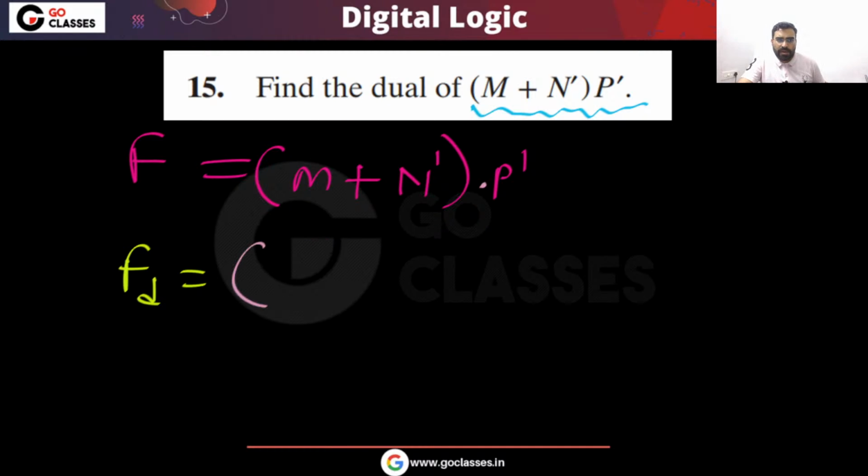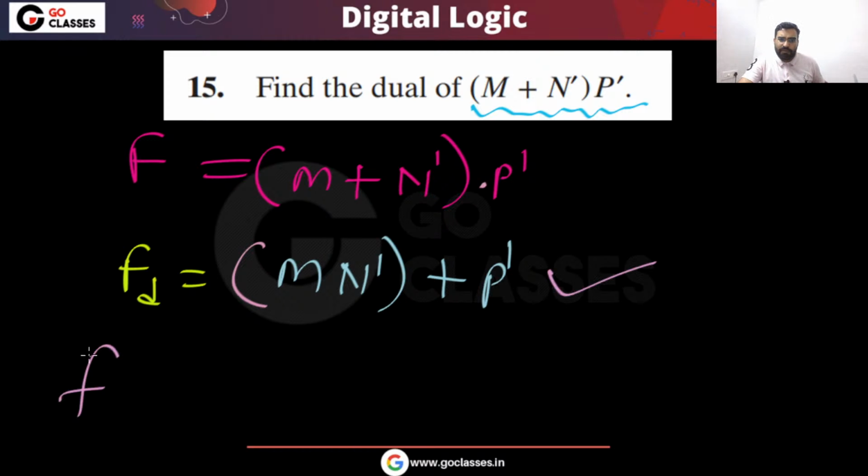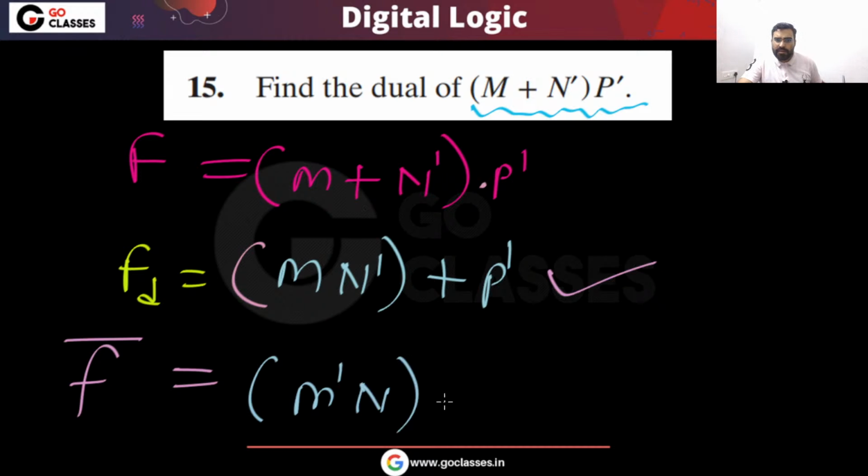What you will do? Don't change the literal. The literal m will be the same. This plus will become AND, and this n bar plus p bar. Okay, so this will be your dual. And what will be F complement? This m will become m bar, this plus will become AND, this AND will become plus, p. So quite simple: m bar n plus p.